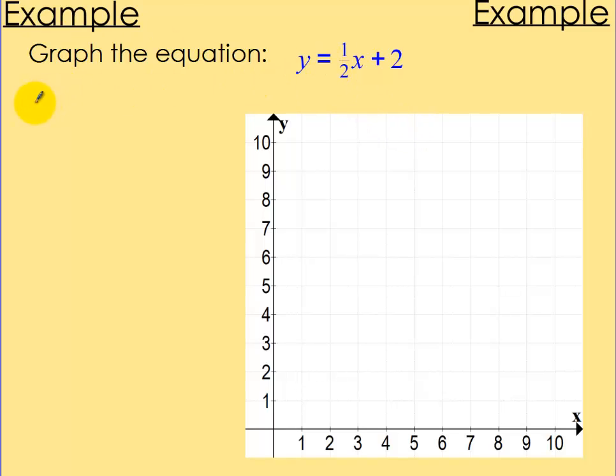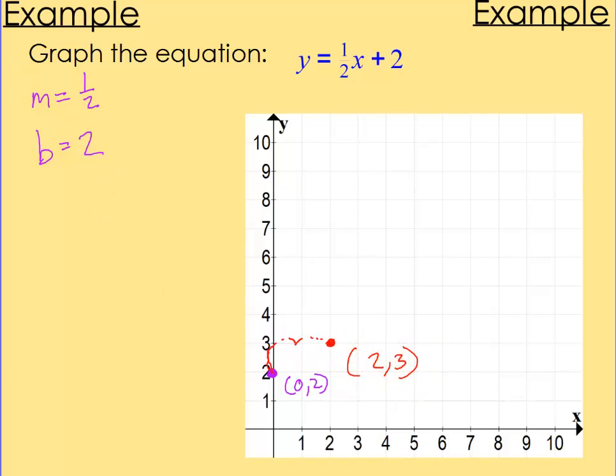Okay, we want to graph the equation. First thing, I've got to figure out what my m and b is. My m is going to be 1/2, and my b is going to be 2. So I want to plot this y-intercept. Since b is 2, my y-intercept happens right on the y-axis at 2. I'm going to label that 0, 2. The next thing I'm going to do is find a second point. I'm going to use my slope, which is 1 over 2. So that means I go up 1, and I go over 2. So there's going to be a point right here. That's my second point, and I'm going to label it 2, 3.